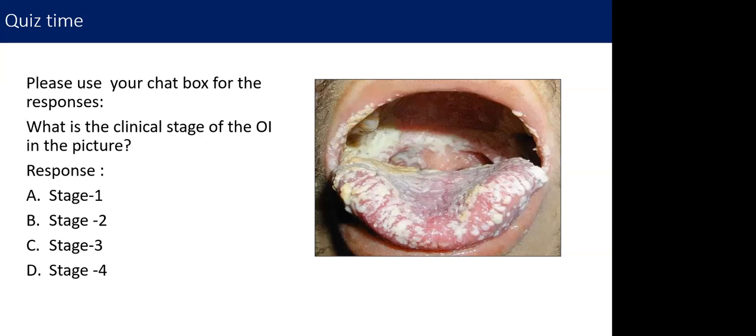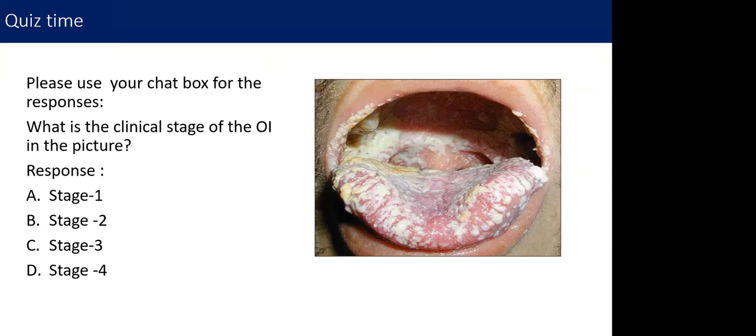Here, this is also oral candidiasis, but if you have a closer look, you will find that there is an extension into the soft palate as well as the uvula. Of course, the posterior pharyngeal wall is not visible from this particular picture. So it could be an oroesophageal, oropharyngeal candidiasis.